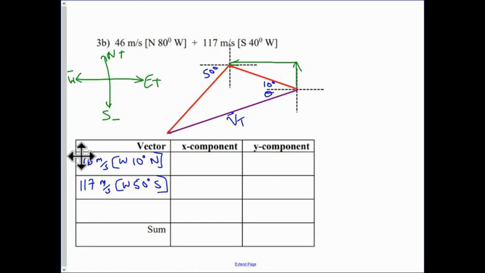Okay, so let's keep filling in our chart here. We actually don't need the third one, so we can cross that out. We only have two vectors that we're adding here. Let's do our vector components. Our x component of our first vector.